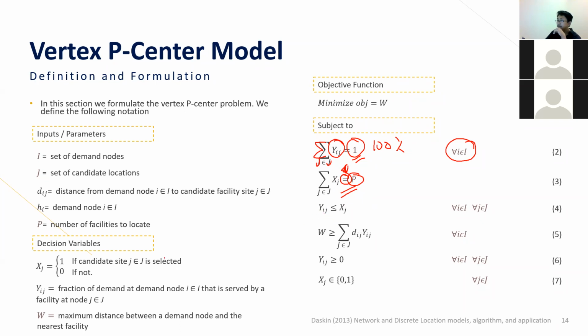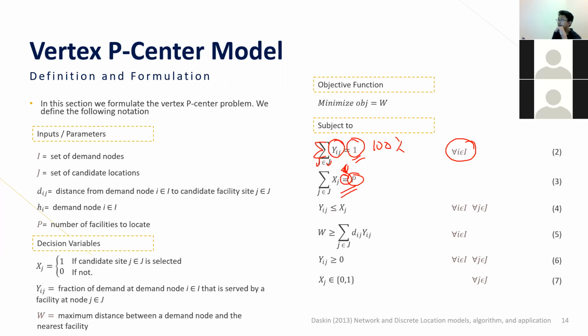And constraint number 4 is to make sure that the demand in I can only be covered if we have the facility located in J. So it means that the value of yij cannot be more than 0 if we don't have the facility located in J. So it will be relative to J.